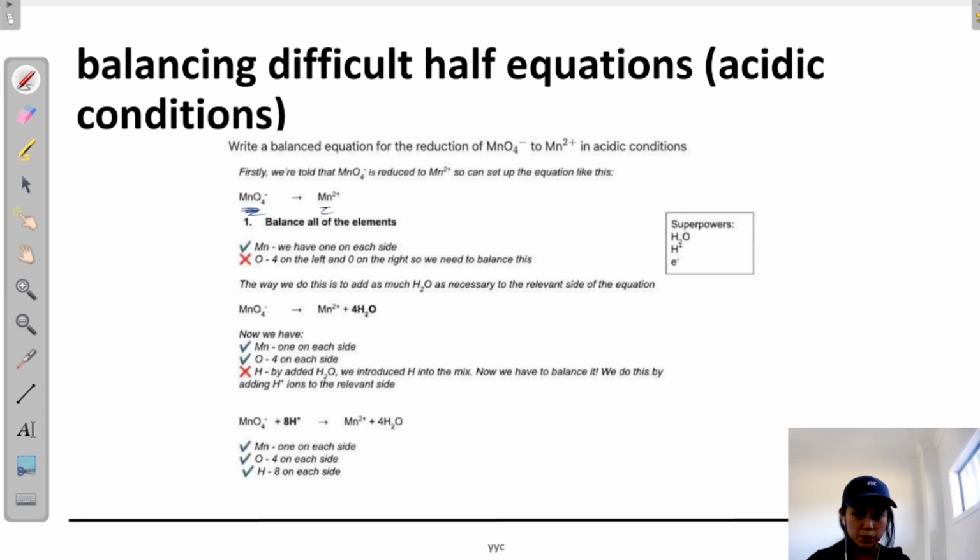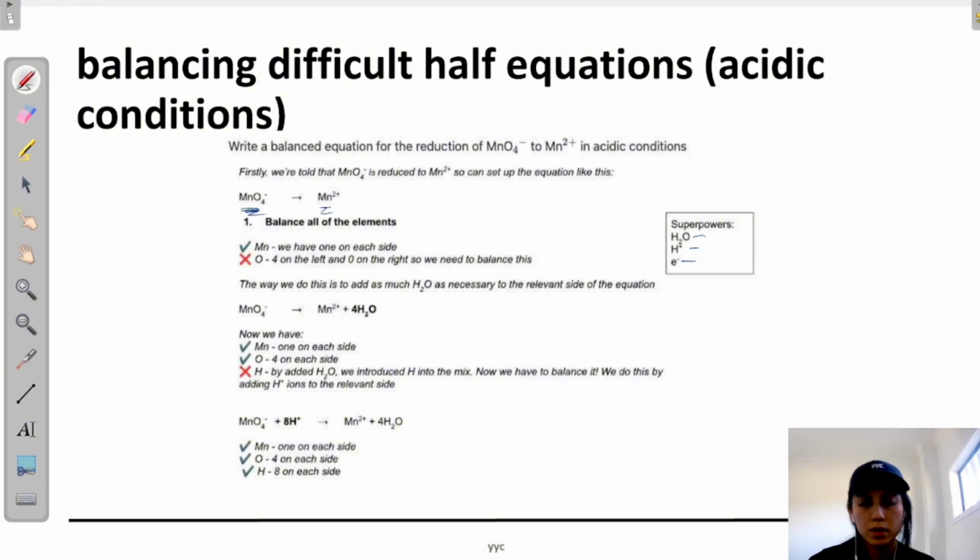The way that I used to explain this to my students is, just imagine you have superpowers. You've got water, you've got hydrogen ions, you've got electrons. Now those are the 3 superpowers that you can use to balance out equations, balance out half reactions, specifically in acidic conditions, right?